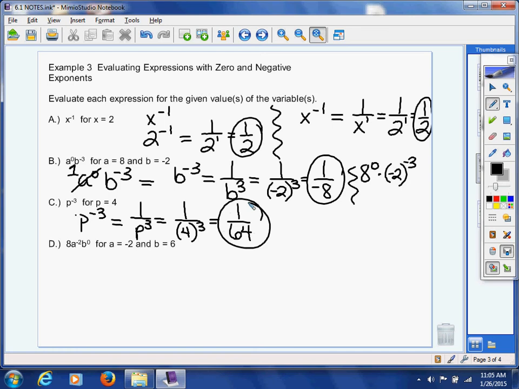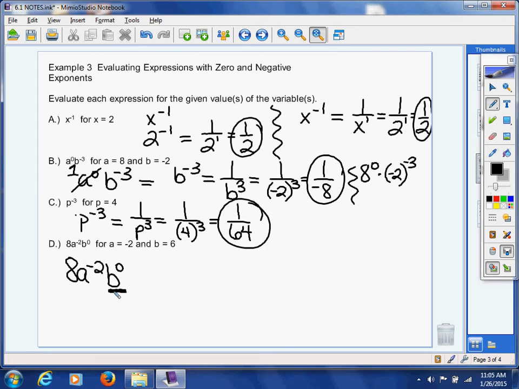Now let's move on to letter D. We've got 8 times a to the negative 2 times b to the 0. Now I hope you see what drew my eye right away was that b to the 0 power. Remember what I've been hammering since the very first lesson. Anything to the 0 power is 1. Anything. And the only thing being raised to the 0 power is the letter b.